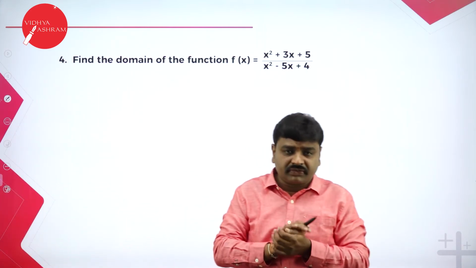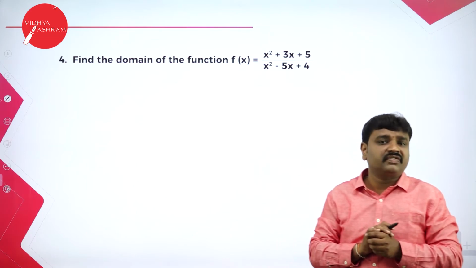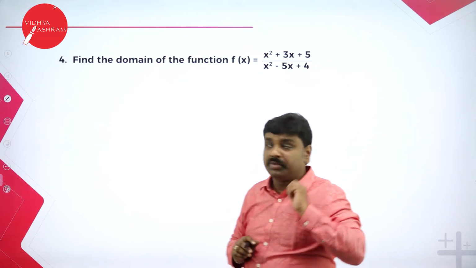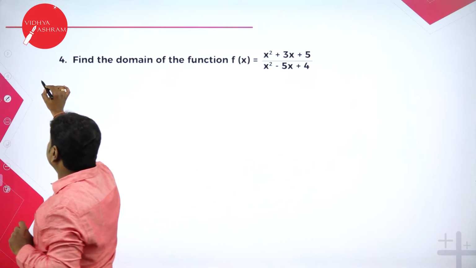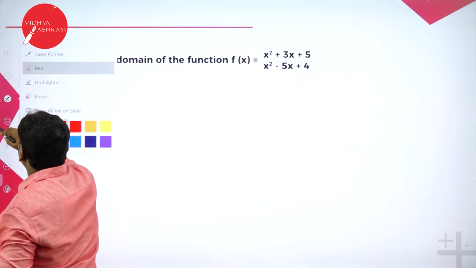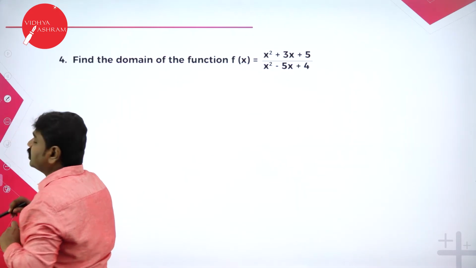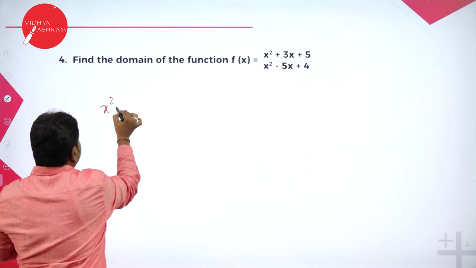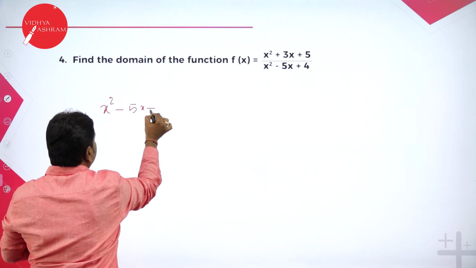See, observe this carefully. We call this function a rational function. Numerator is there, denominator is there. So the denominator should not become 0. All of you know, anything divided by 0, denominator 0, we call it not defined. That's why the denominator should not become 0. So first take the denominator and equate it to 0. I'll take x square minus 5x plus 4 equal to 0.